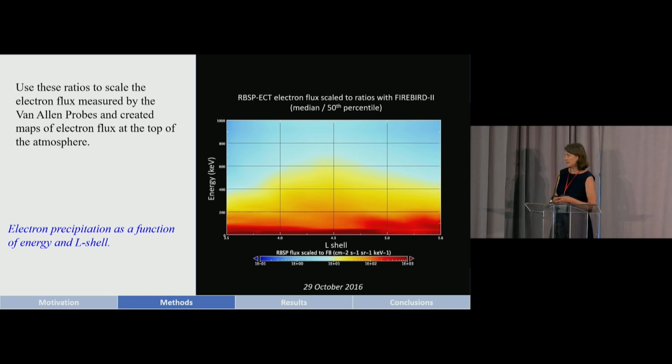So this is an example of an electron precipitation map that we're using to drive our simulations. This is for October 29th of 2016 and shows the electron flux as a function of both energy and L-shell.